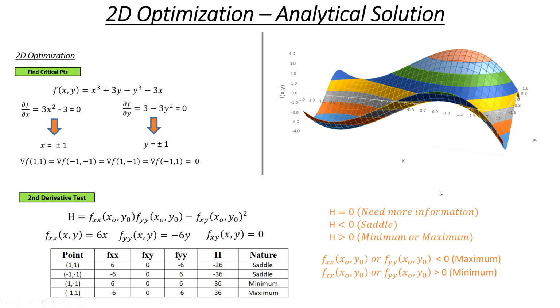So in the next lesson, we're going to start getting into numerical methods and how to find optimums using the Newton-Raphson and also the golden section search technique.